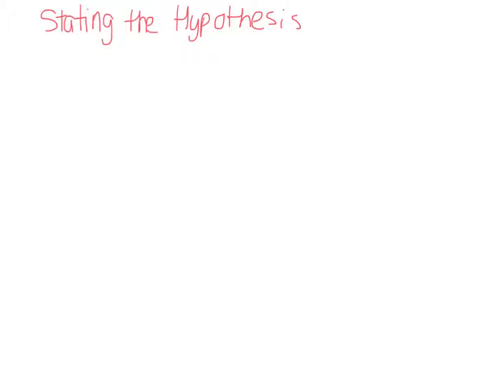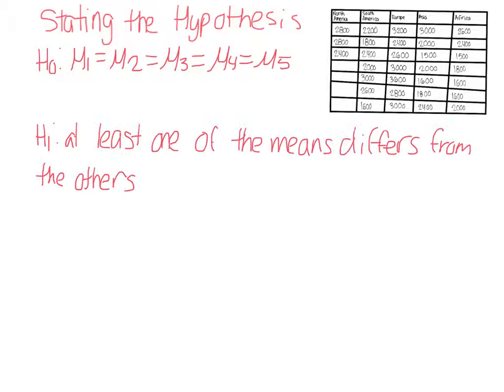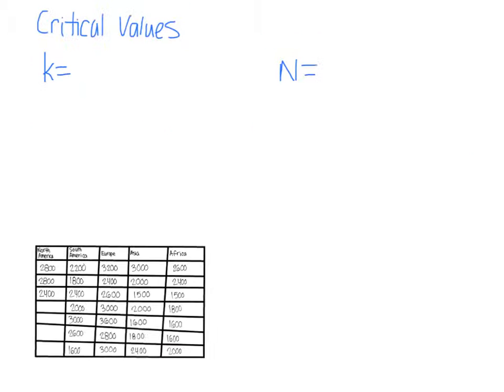The first step is stating the hypothesis. Because there are 5 different categories, the null hypothesis is mu1 equals mu2 equals mu3 equals mu4 equals mu5. Because this is a one-way analysis of variance, this means that the alternative hypothesis is that at least one of the means differs from the others. The next step will be solving for critical values.